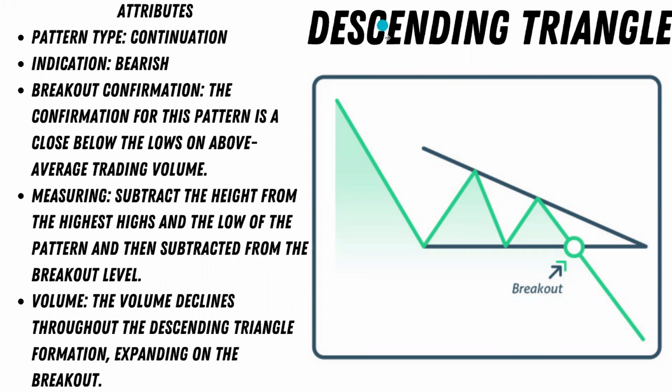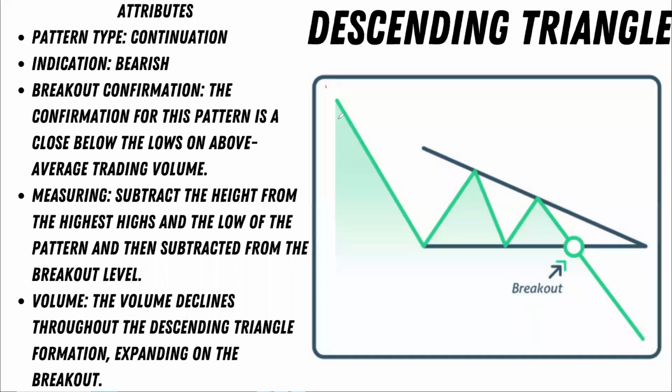Now, when I say continuation, this is what we mean. You see how we're in a downtrend right here, and then the pattern forms. If the pattern is going to play out correctly, it's going to continue that previous trend. So if you were in an uptrend and then you started to see a descending triangle, that may not necessarily be a descending triangle and could be a false pattern, as you're looking for this to be a continuation pattern, specifically a bearish continuation pattern.